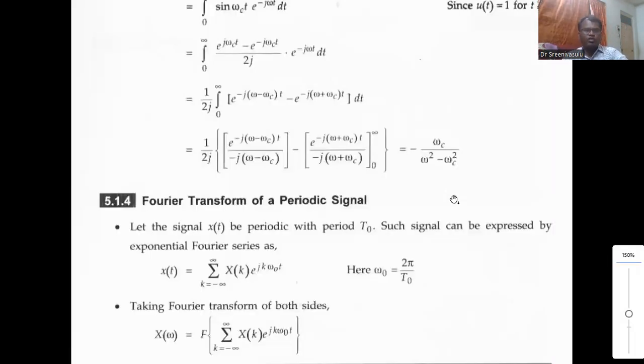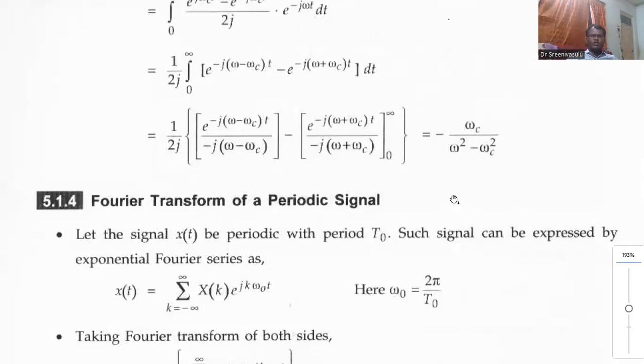So we consider the Fourier series formula, that any signal is expanded in the Fourier series concept. The formula is x of t is equal to summation of k equal to minus infinity to plus infinity x of k into e power j k omega naught t. We know here omega naught is 2 pi f naught, where f naught is equal to 1 by T naught. So omega naught is equal to 2 pi by T naught.